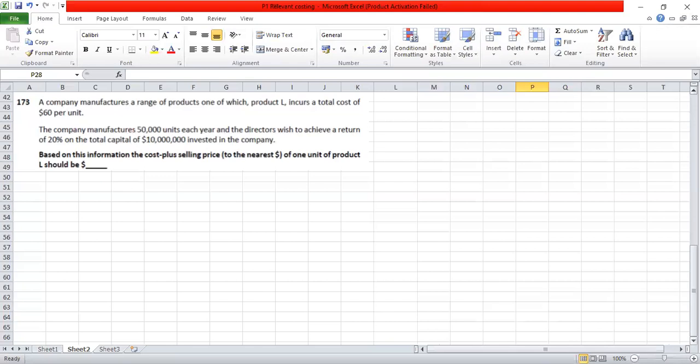The concept is we are asked to find out what is the cost plus selling price. Simple concept. Just calculate that and tell me. The number of units are given. The total cost per unit is $60. Find out the total cost of all the units, 50,000 units. Add a profit margin. The profit amount they want to earn is 20% on the investment amount. Investment is 10 million. Just add that to the cost price.